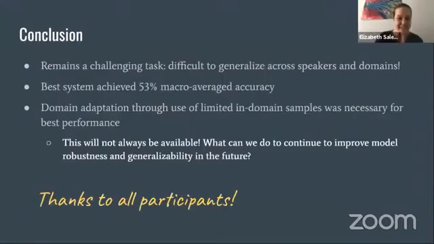So in conclusion, this remains a challenging task. It is difficult to generalize across speakers and domains, and this domain invariance is not often necessarily tested. Here we saw that the best system achieved 53% macro averaged accuracy, though it was able to achieve greater than 90% in domain. Here, all of the best systems used the limited in-domain samples for some sort of adaptation. And so our remaining question is, this is not always going to be available. So what can we do to continue to improve model robustness and generalizability in the future when we may not have access to at least some amount of data to fine tune on?